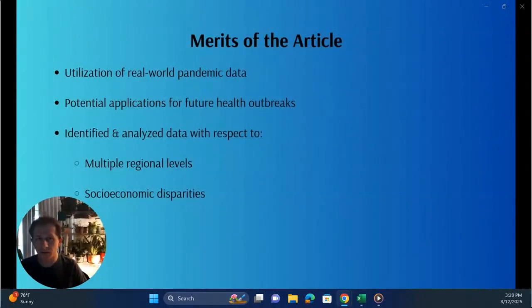As for the merits of the article, the study does have several strengths. First, it provides a multi-level visualization, analyzing data at national, provincial, and health region levels to offer a comprehensive view of the disease spread. This hierarchical approach ensures that the findings are relevant at multiple scales, from national health agencies to local health departments.